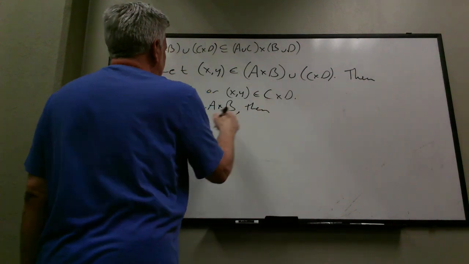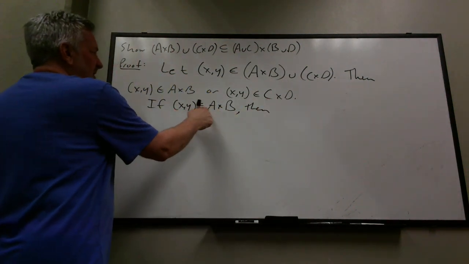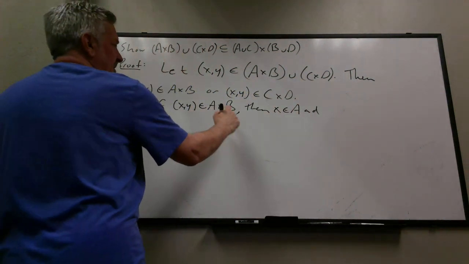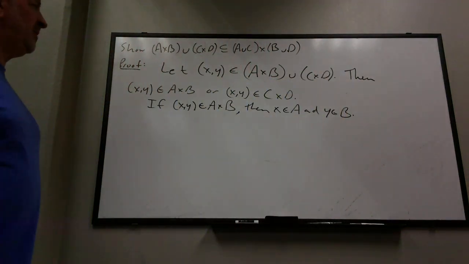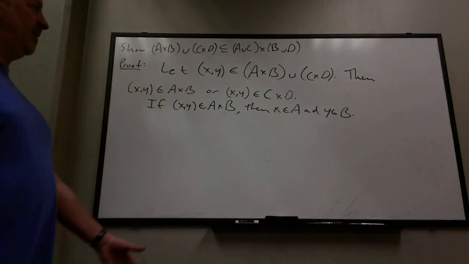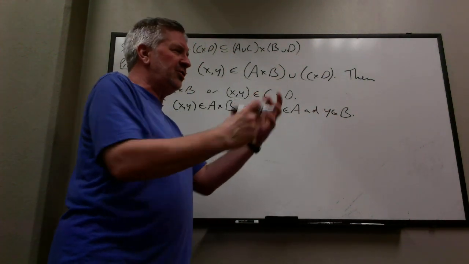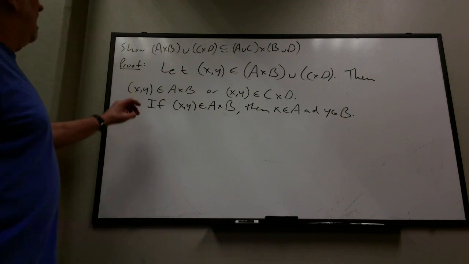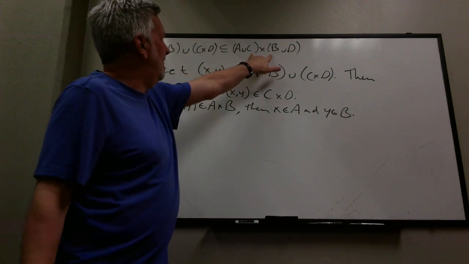Well, what does it mean for (x, y) to be an element of A cross B? The definition of Cartesian product says x is in A and y is in B. Right, so that's about as much as I can do just going with my gut here. I mean, what else are you going to do? You have x is in A and y is in B. There's nothing to destruct anymore. Let's stop and think about what I'm trying to get to. I'm trying to get this ordered pair (x, y) in the right-hand side.